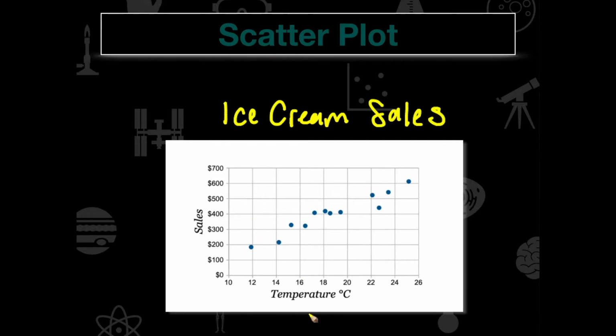And what we can see is, as the temperature increases, this is in Celsius from 10 to 26 degrees, the sales of ice cream also increase. And what we can do is draw what's called a line of best fit. That's a line that goes through the center of the data points.